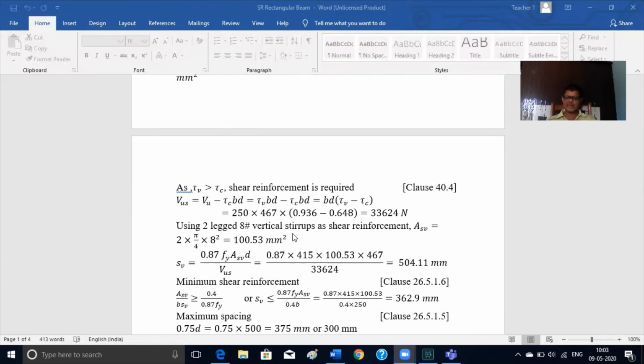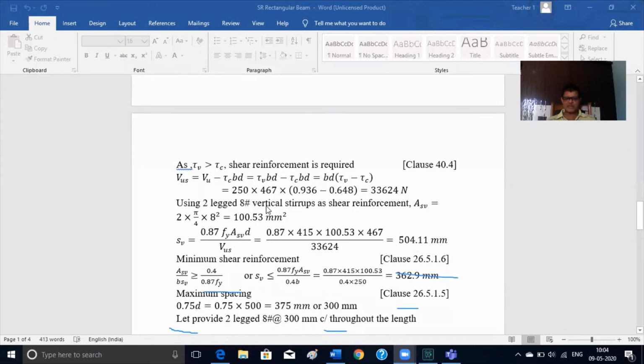Then using 2-legged 8 mm stirrups, find out the spacing. Now spacing again comes here 504. The spacing is coming 504 from the design criteria. From the minimum shear criteria, it is coming 362.9. Already we have discussed the minimum shear reinforcement criteria. Asv by b sv is greater than or equal to 0.4 by 0.87 fy, and then the maximum spacing is 0.75 D or 300 millimeter, whichever is less.